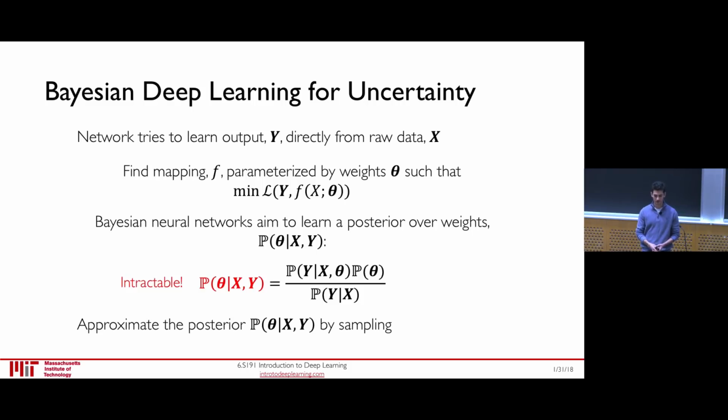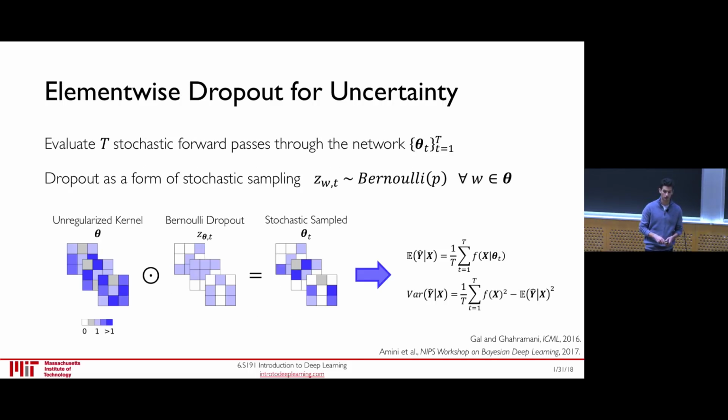However, in practice, it's rarely possible to actually compute this Bayes' rule update, and it just turns out to be intractable. So instead, we have to find ways to approximate it through sampling. One way that I'll talk about today is a very simple notion that we've already seen in the first lecture. It goes back to this idea of using dropout.